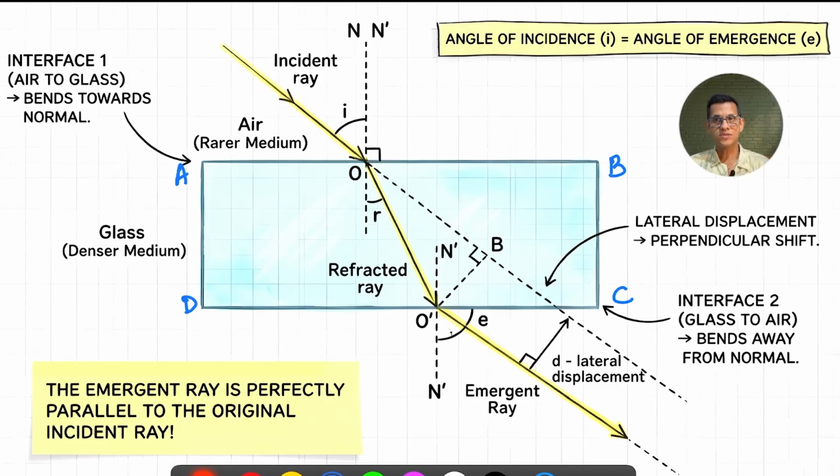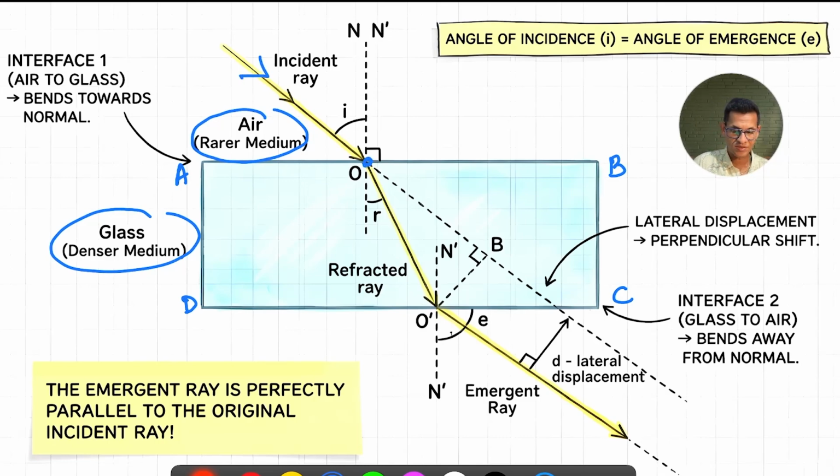So let me just repeat what we have seen so far. We are assuming that a light ray is entering from air to glass. Air is a rarer medium, glass is a denser medium. This light ray hits the surface AB of the glass at point O. So this point is called the point of incidence, and this light ray here is called the incident ray. We can name it PO. Now it forms an angle with the normal, and this angle is called the angle of incidence.